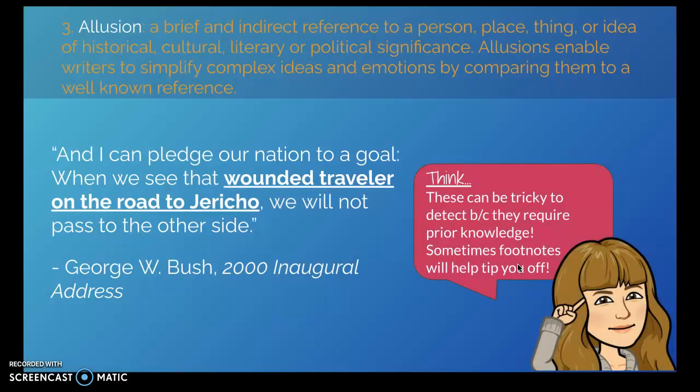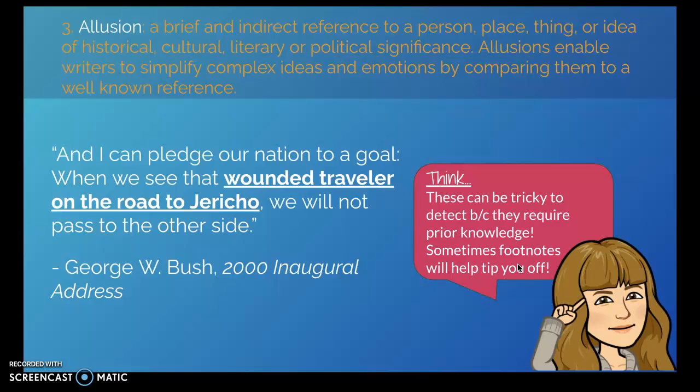All right, our next piece of figurative language is allusion. Allusion is a brief and indirect reference to a person, place, thing, or idea of historical, cultural, literary, or political significance. Now, that seems pretty broad and inclusive, right? But what we're talking about is something that's relatively well known, that's just sort of mentioned and dropped into a speech specifically for the purpose of connecting ideas or connecting emotions through that very well-known reference.